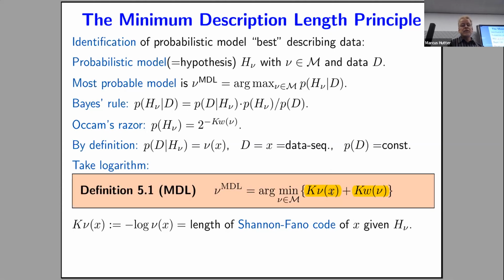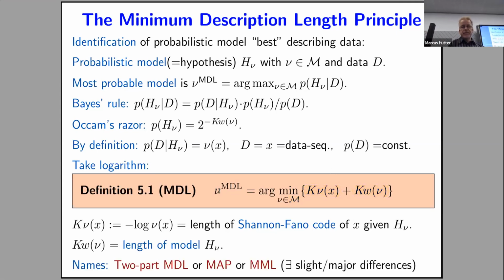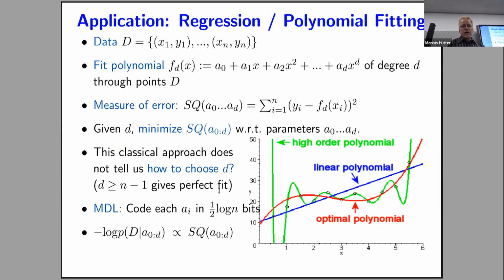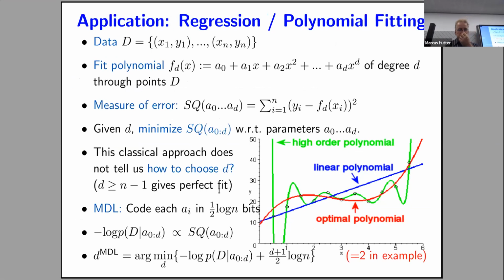So here you have the code length of x with respect to a distribution nu, and also the code length of nu. You look for the distribution in a class M which minimizes this, and the MDL principle claims that's a good distribution to use. And you can prove that this is indeed the case. Okay, so that's an example of polynomial fitting. And the only thing I want to say is that in practice, often we have continuously parameterized model classes, with real parameters, where the code length of a real parameter is in principle infinite.